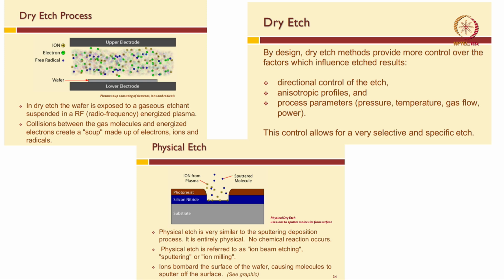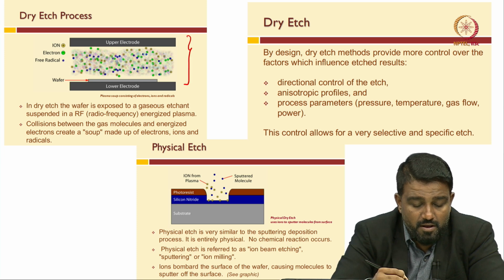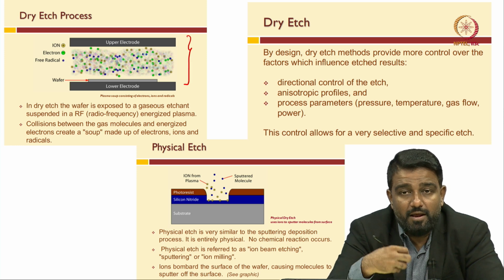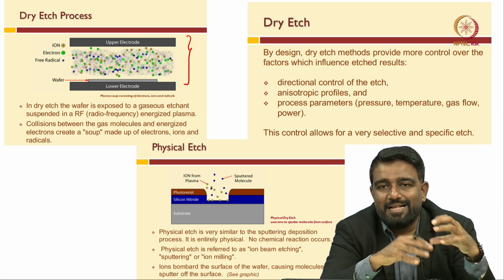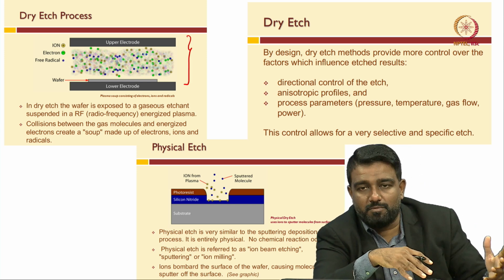Okay. Further, let us understand the dry etch process. In the dry etch process, the wafer is exposed to a gaseous etchant suspended in a radio frequency energized plasma. You can see here, in this particular case, there is an upper electrode and a bottom electrode, the wafer is placed on the lower electrode, and there are ions, electrons and free radicals. The collisions between the gas molecules and energized electrons create a soup of electrons, ions and radicals, right, and this will ultimately etch the substrate or the material on the substrate.